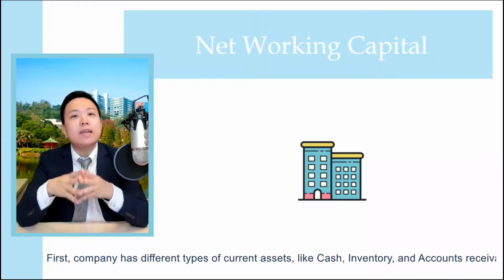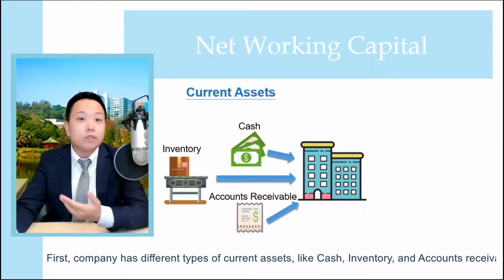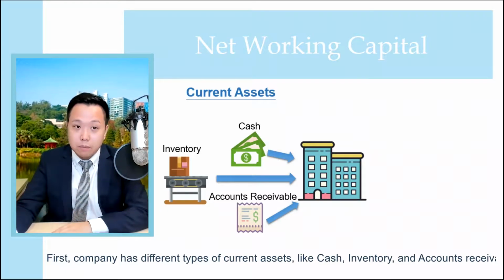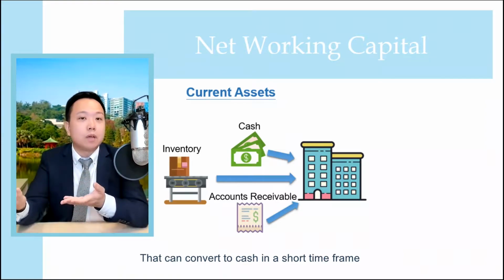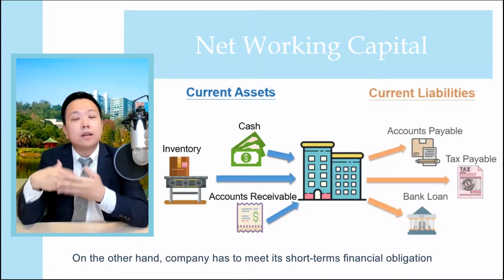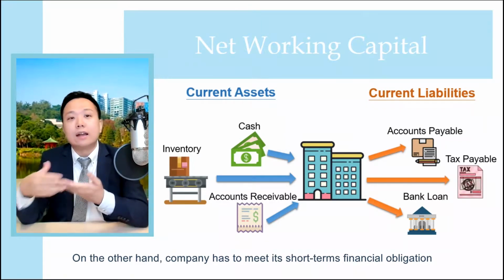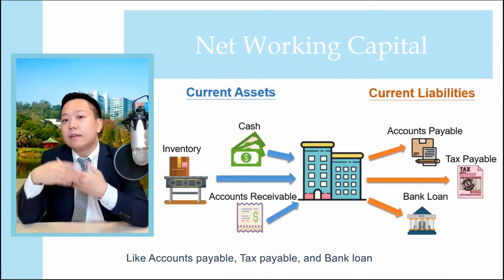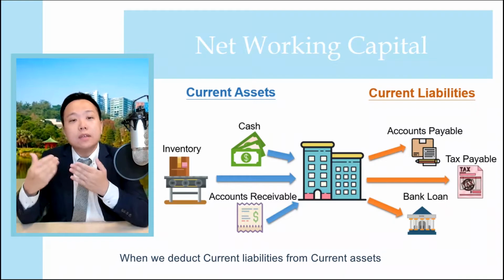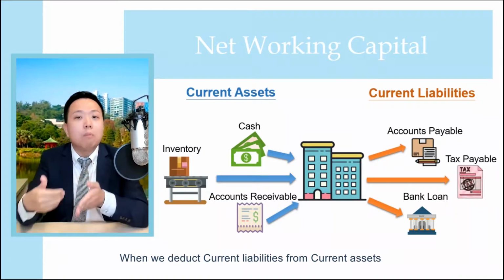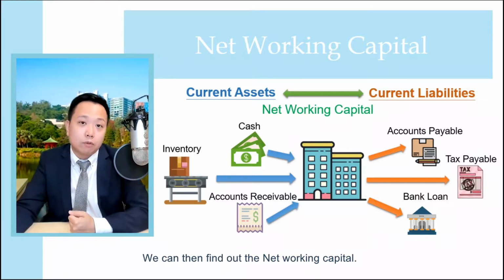First, a company has different types of current assets like cash, inventory, and accounts receivable. They can convert to cash in a short time frame. On the other hand, companies also have to meet their short-term financial obligations like accounts payable, tax payable, and bank loan. So when we deduct current liabilities from current assets, we can then find out the net working capital.